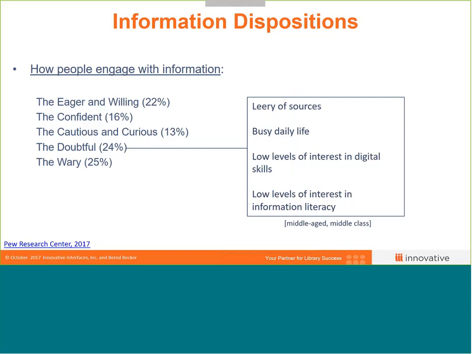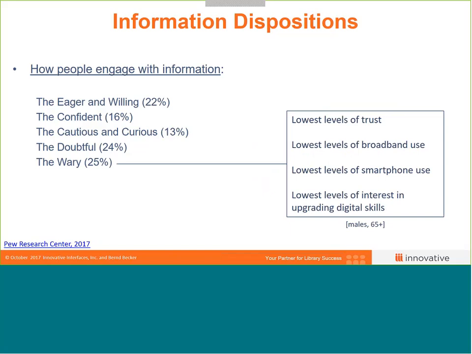Then we get to our groups of people that will take a little bit more convincing. The doubtful are leery of information sources, particularly local and national news. They have very busy lives, which could also be why they show lower levels of interest in updating their digital skills or their information literacy. And finally, we have the wary. The wary have the lowest level of trust of information sources. The wary also have the lowest skills of broadband and smartphone adoption. They declare little interest in upgrading their digital skills, and if we're working with this group, they're going to require creative approaches on our end to learn and teach them these digital literacy skills.